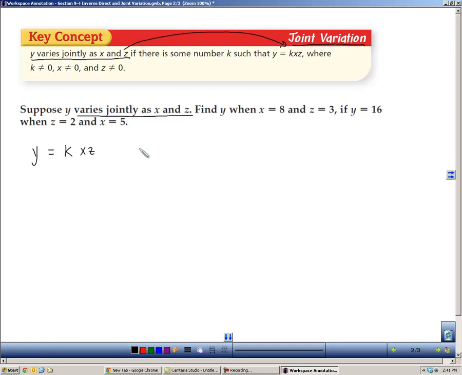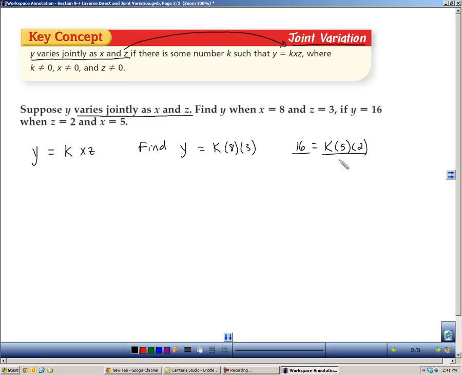Now I'm asked to find y, so I don't know what y is, when my x is 8, so I'm going to put 8 in for x, and when my z is 3. So this is what I'm looking to find, and I know that my y is 16 when my x is 5, I'm just reading from here, and my z is 2. So in this one I can use this equation to find the k, and then plug it into this first one to find the y that I'm looking for.